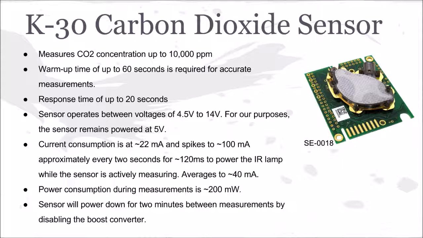Current consumption is low, 22 milliamps while during active measurements, and then it spikes to 100 milliamps every 2 seconds for approximately 120 milliseconds to power the IR lamp while the sensor is measuring. So at 5 volts, power consumption is about 200 milliwatts. And so to save power on the sensor, the voltage regulator, the converter, will be disabled every 2 minutes after a measurement is gathered to save power.